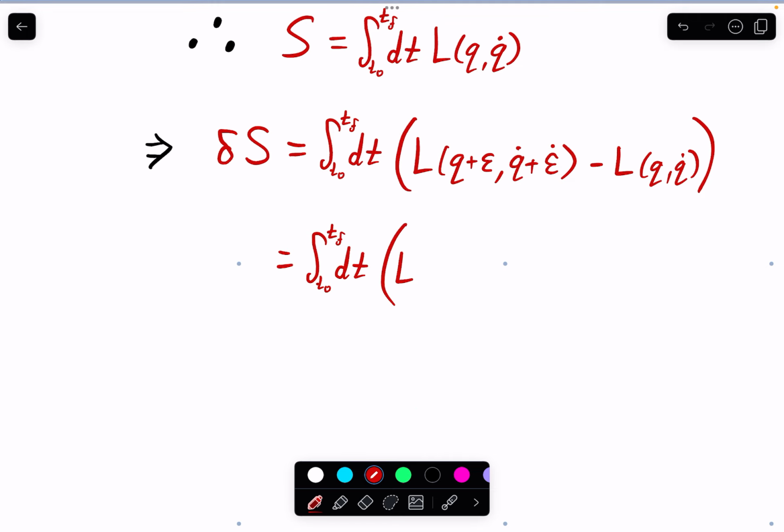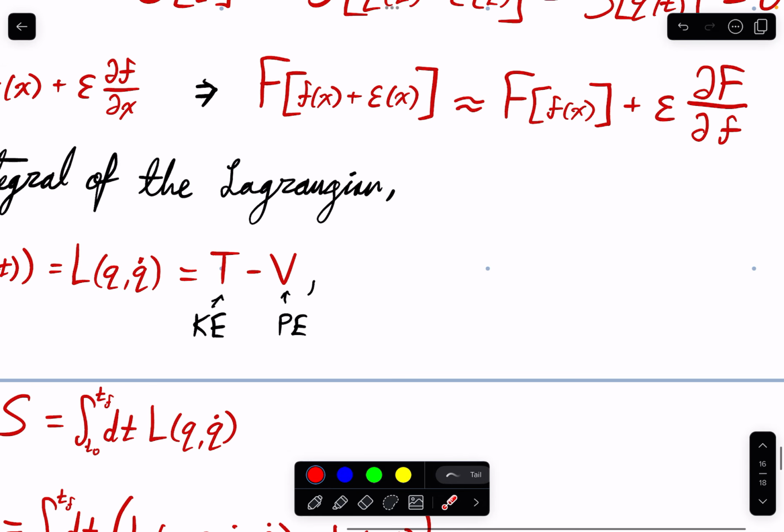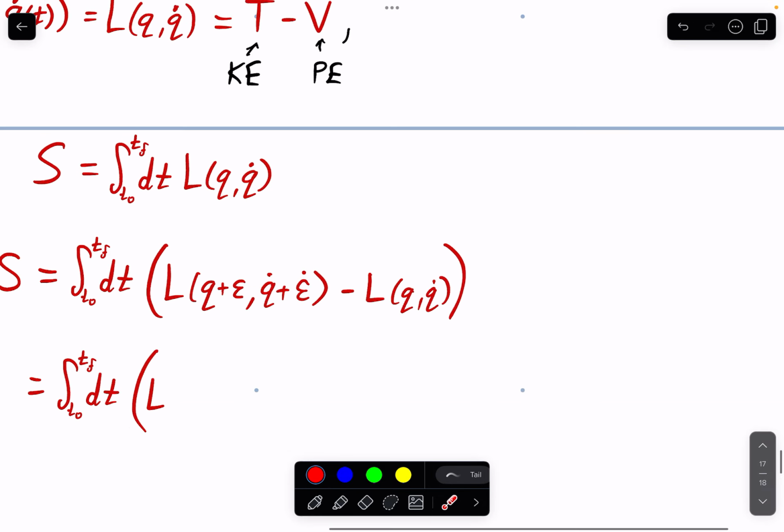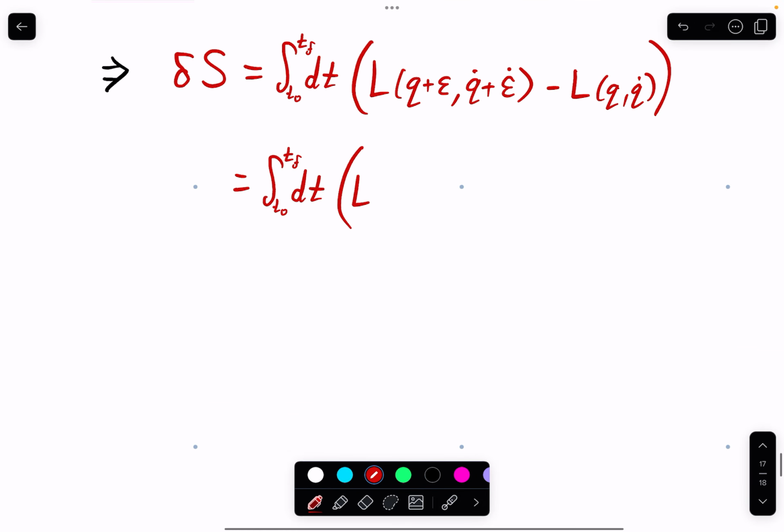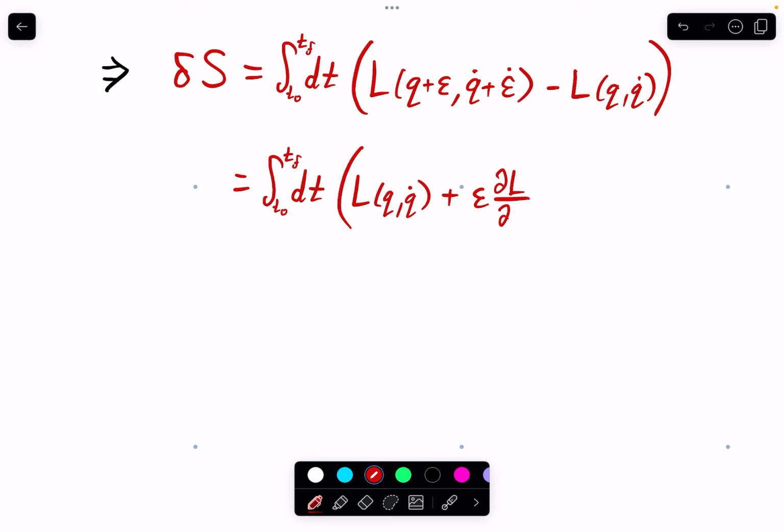This then becomes, by plugging in this definition right here, L(q, q̇) plus ε ∂L/∂q plus ε̇ ∂L/∂q̇ minus L(q, q̇).